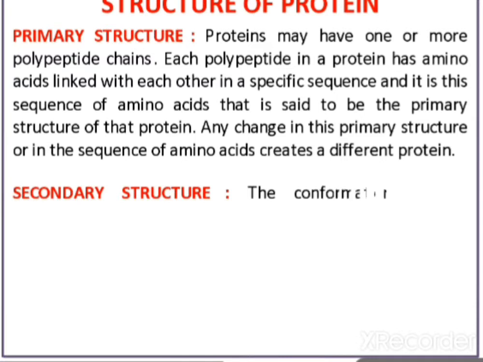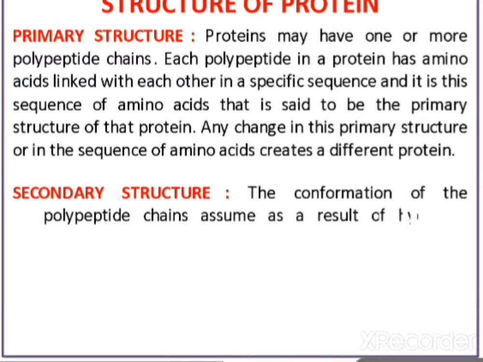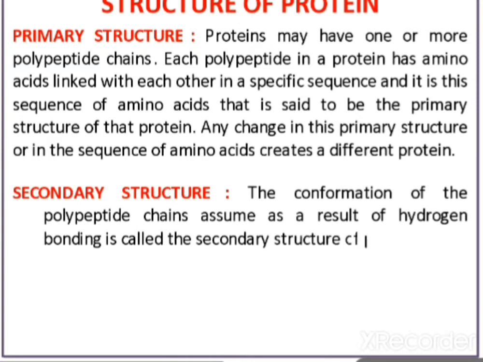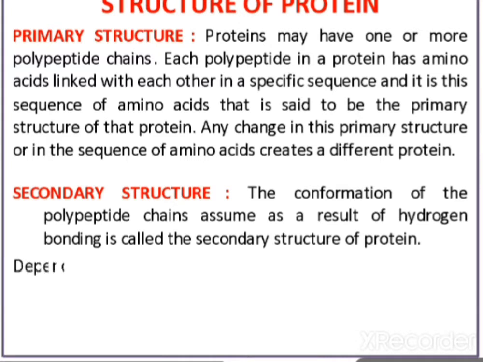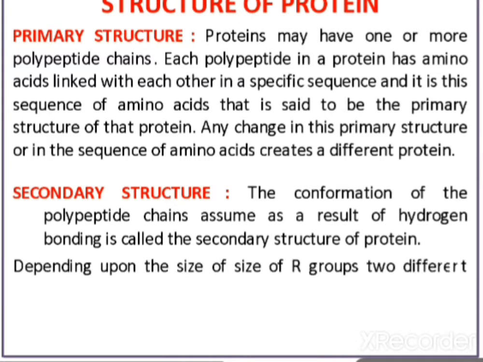Secondary structure. In secondary structure, the conformation of the polypeptide chains assumed as a result of hydrogen bonding is called the secondary structure of protein. What I mean here is, if this is a primary structure, then in secondary structure the coil will be like this one or like this one. So we just have to make the coil from this straight rope. Depending upon the size of the R group, two different structures are possible.